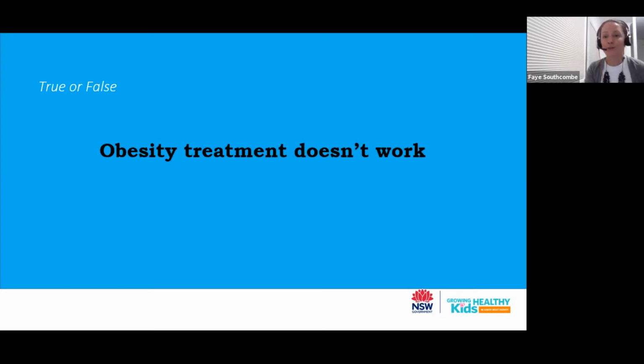So true or false? Obesity treatment doesn't work. This is false. There's an enormous amount of evidence around the efficacy of obesity management for both children and adults, and all obesity treatments are generally effective, and they'll be less effective for some people and more effective for others. But when we look at the evidence as a whole, obesity treatment is definitely effective.